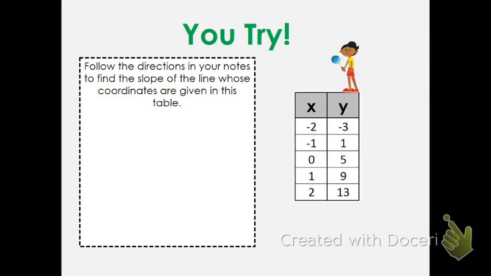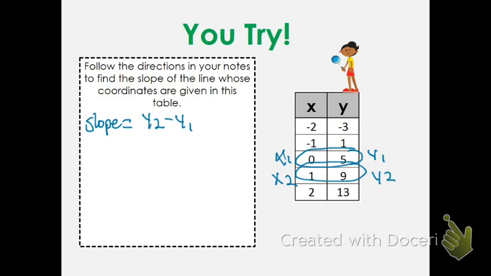Okay, so now we're going to figure out the slope from a table. So I'm going to pick 2 ordered pairs. Here's one and here's one. And remember, this is going to be my y1. Here's my y2. And this is going to be my x1, and here's my x2. And I'm going to put my slope formula up, which is slope is equal to y2 minus y1 divided by x2 minus x1.